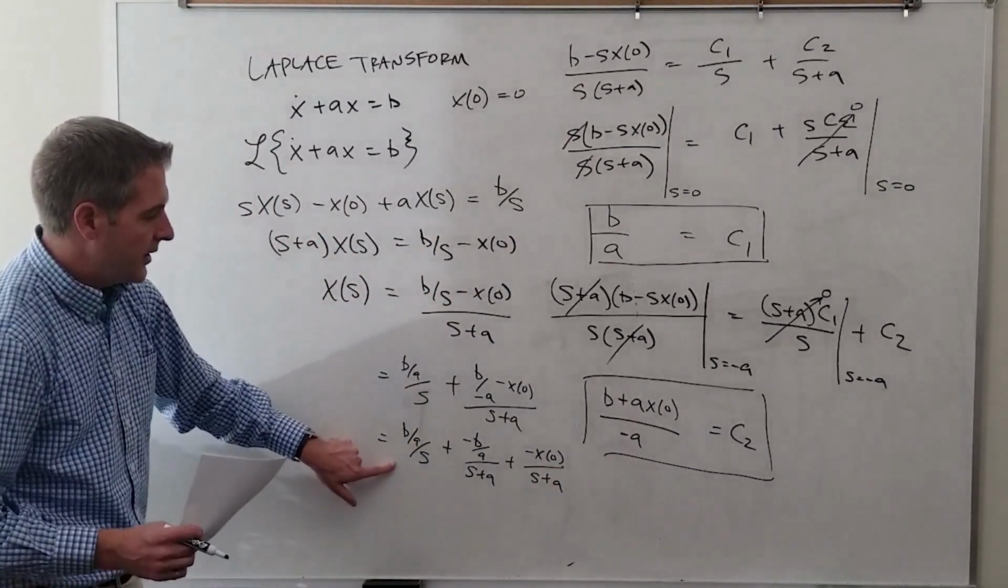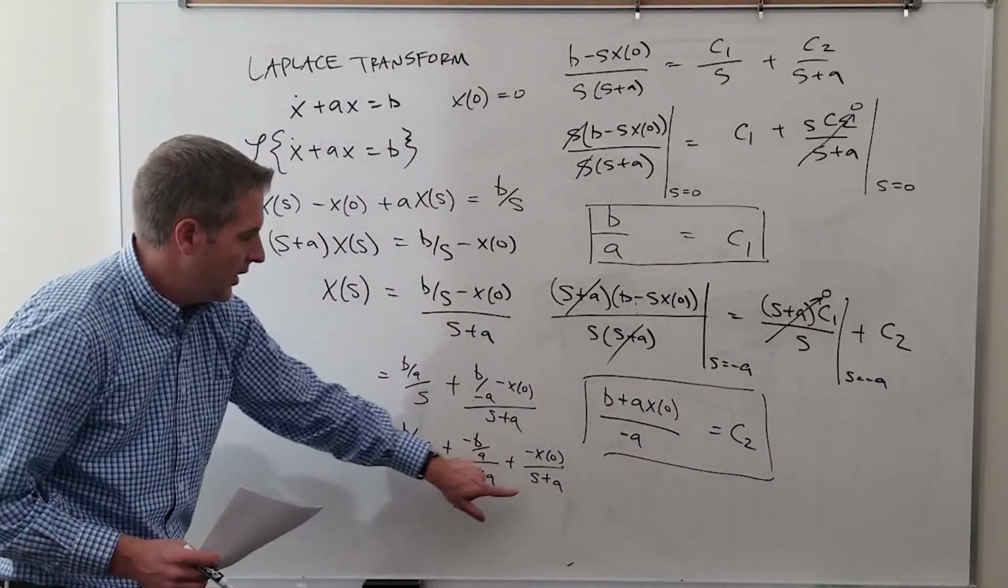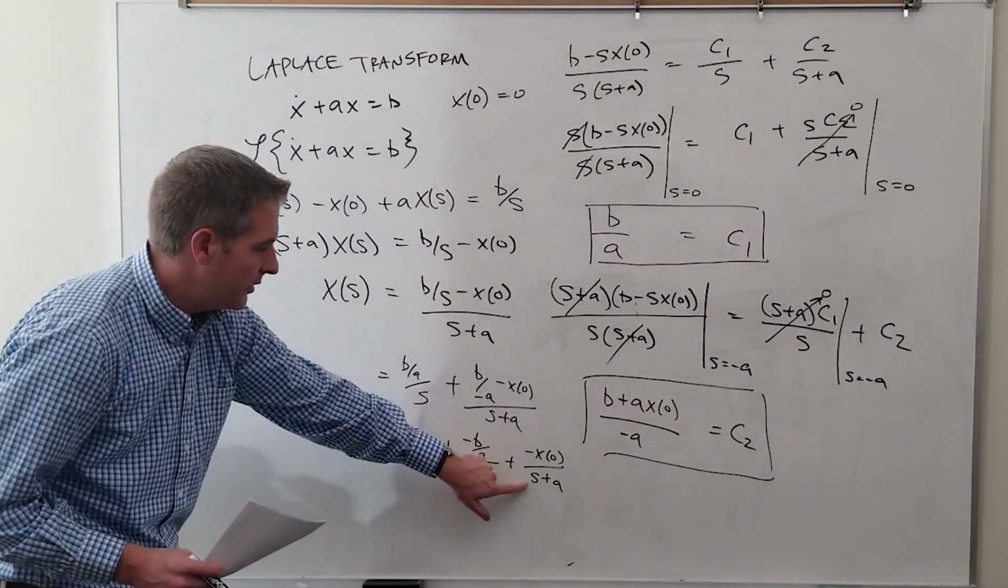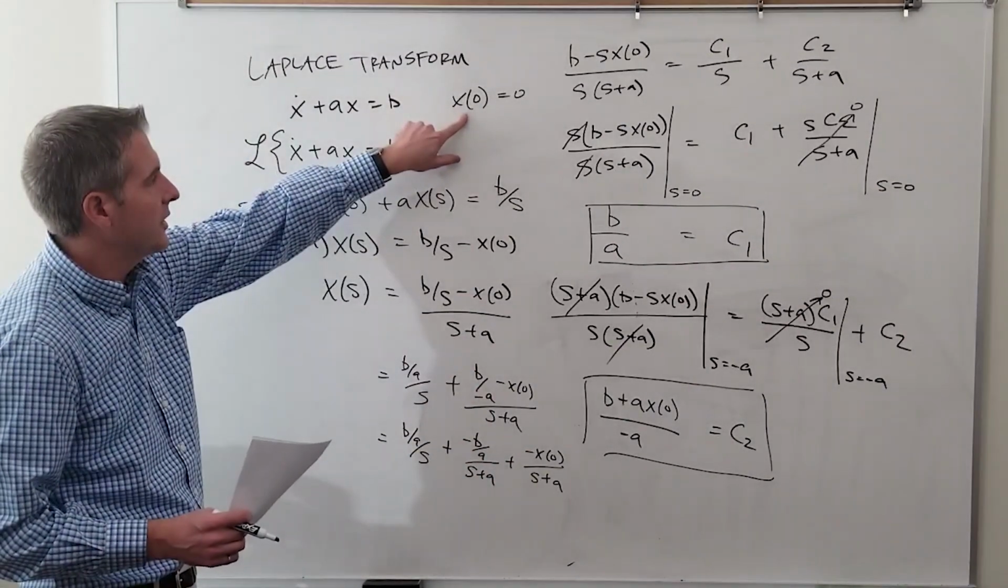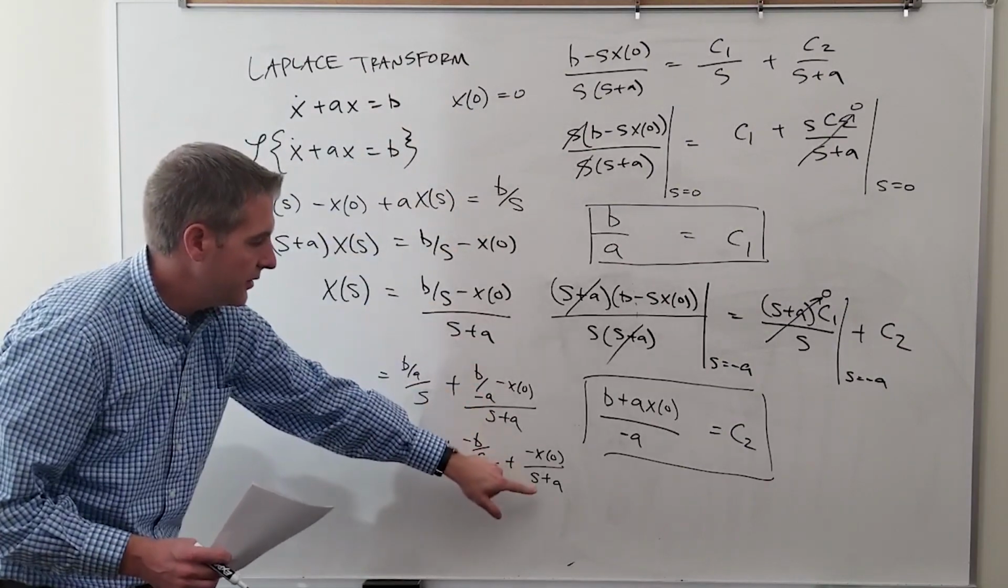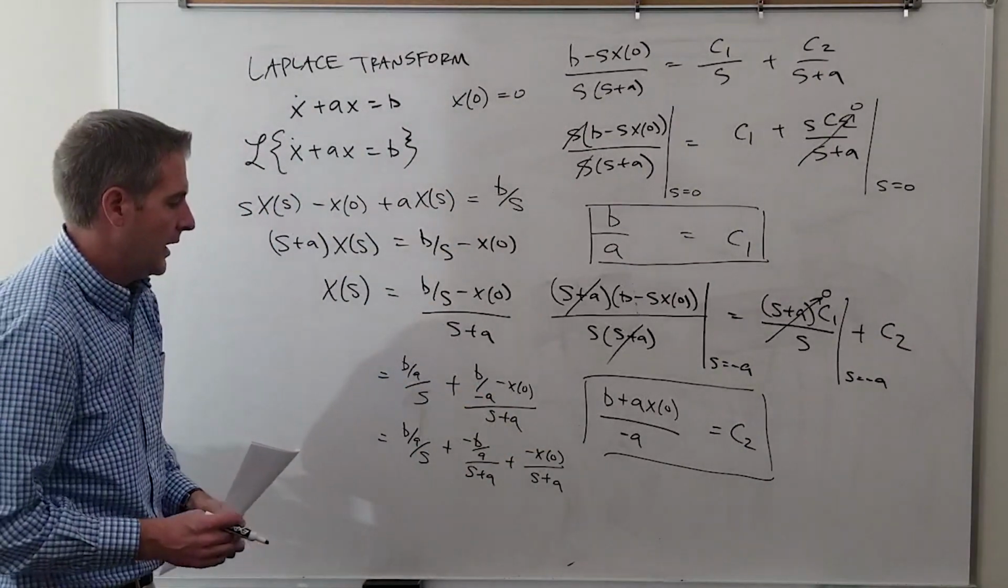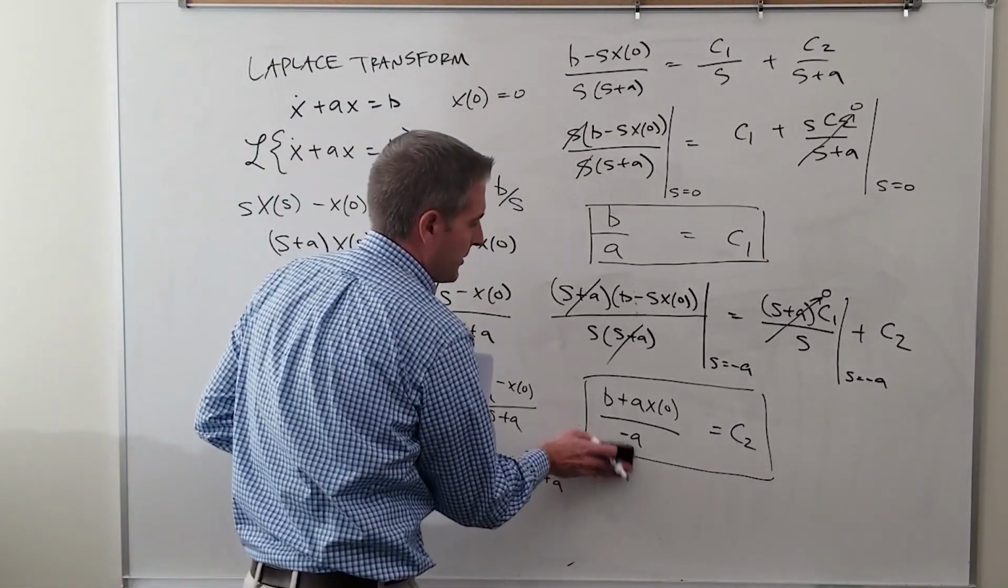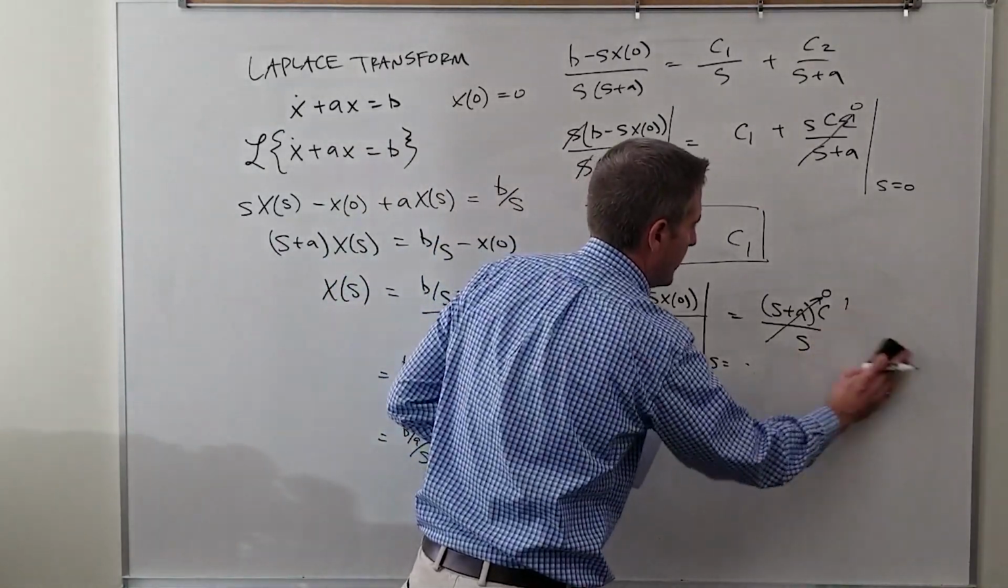Okay, so now I've written it as three different terms, but of course, if we start to put in the initial condition for x0 equal to 0, this whole term goes away. I'll leave it there so we can see what happens to the equation when we solve it.